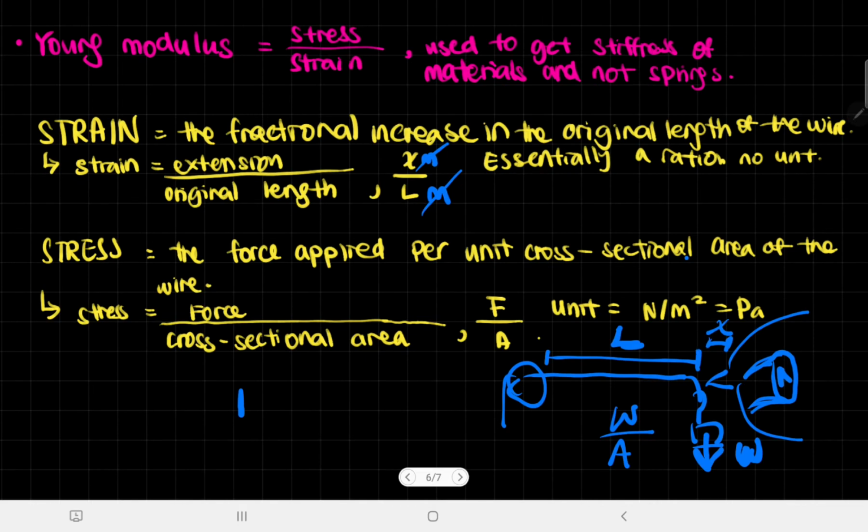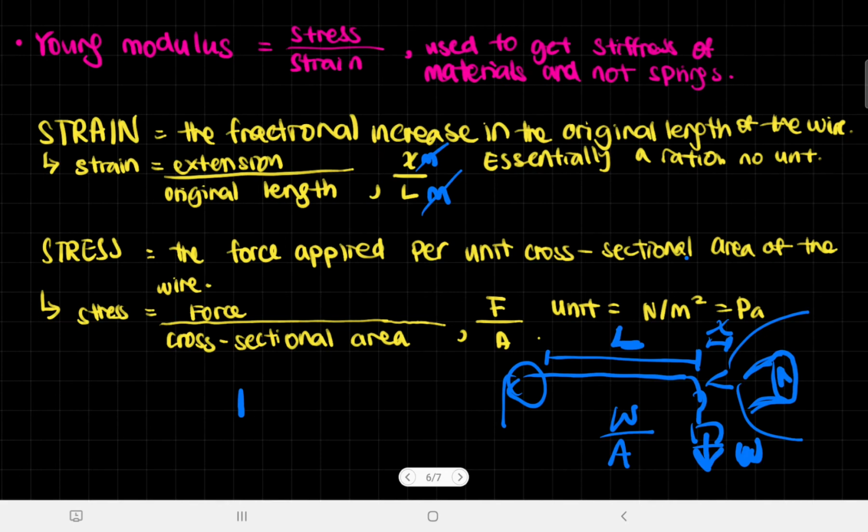Why we need to take the length and the area into account is that to find the fundamental stretchiness or stiffness of a material, we need to discard the shape of a certain object of that material and only think about the general material. So we need to take away the length and the cross-sectional area in order to get an accurate Young modulus.